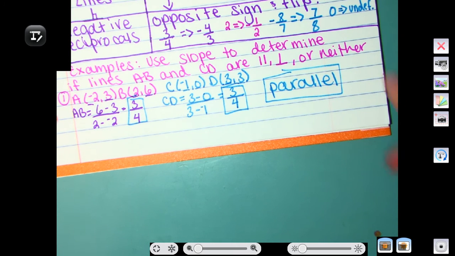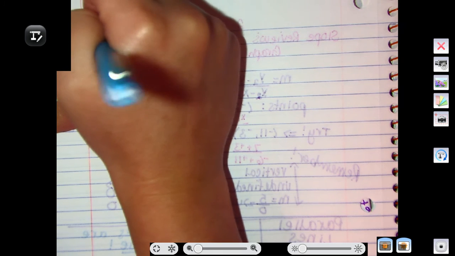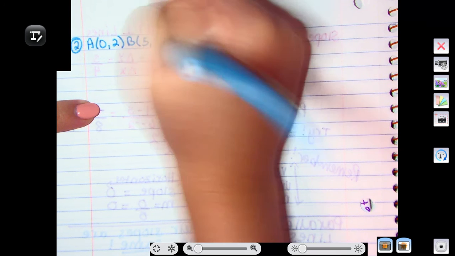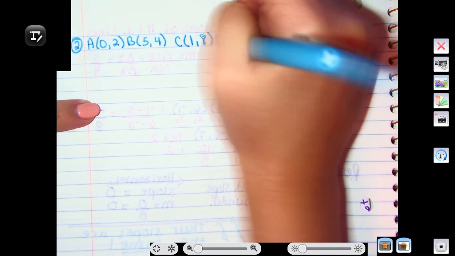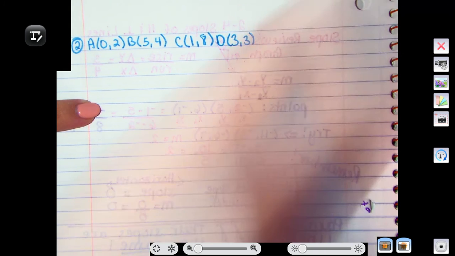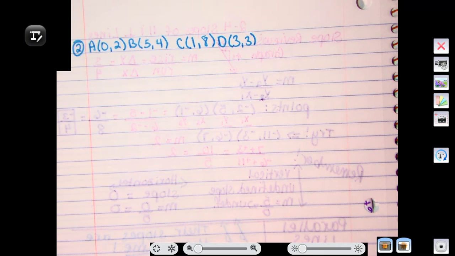Okay, let's look at a second example. And we're going to have the first set of points. A is 0, 2. B is 5, 4. C is 1, 8. And D is 3, 3. Okay, so let's first figure out the slope for AB, and then we'll figure out the slope for CD.